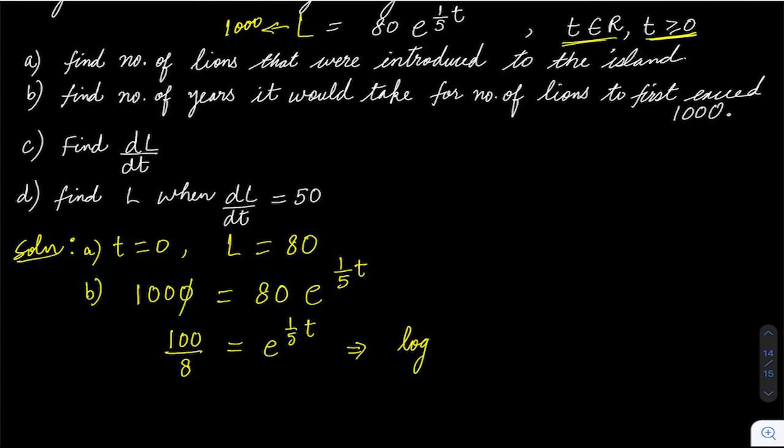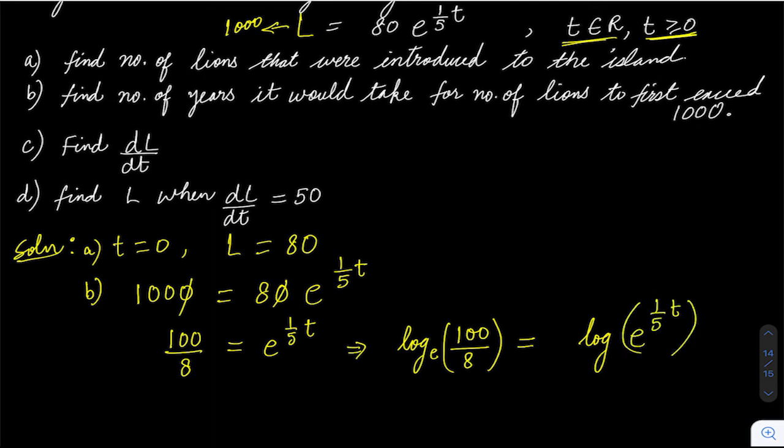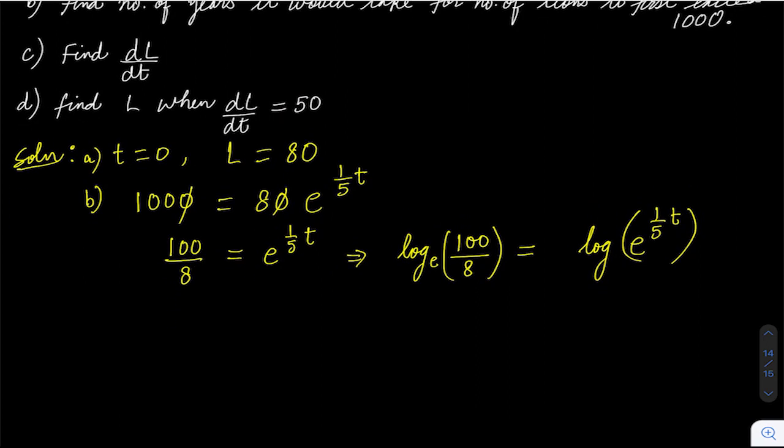Okay, so basically I have cancelled this 0, in case you are wondering. I will take log on both sides and I will take the base as e. I can take any base I want, but I am taking e because on the right side we have e, so that will help me a lot. So this is e power 1 by 5 t. I hope everyone understands what I'm doing. I'm taking log on both sides.